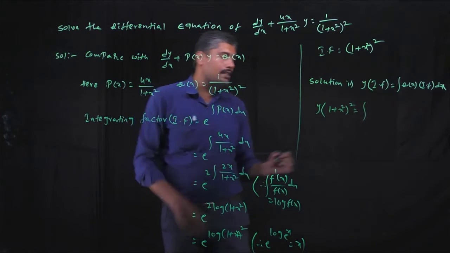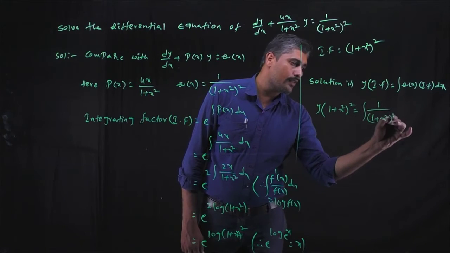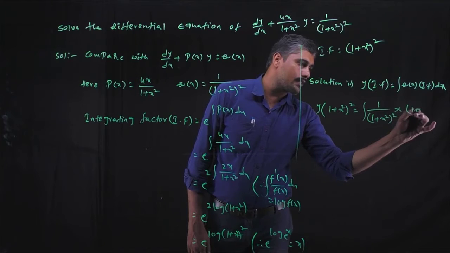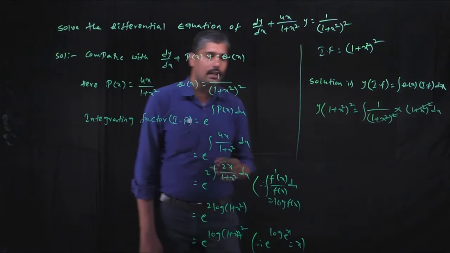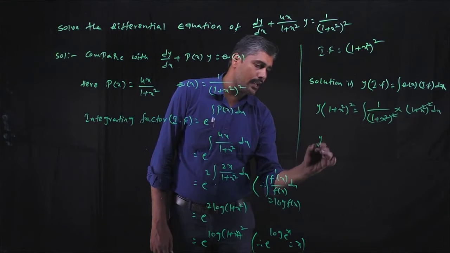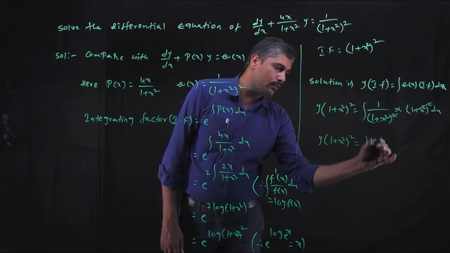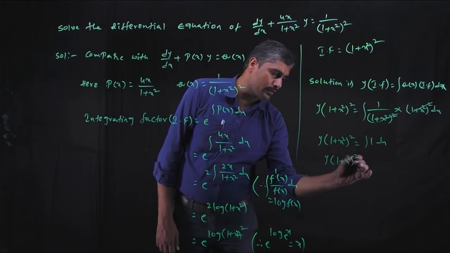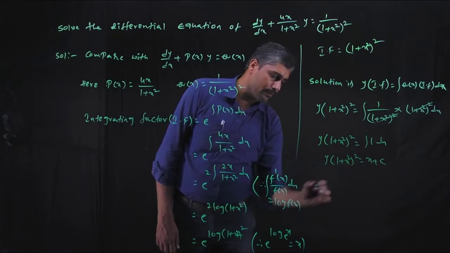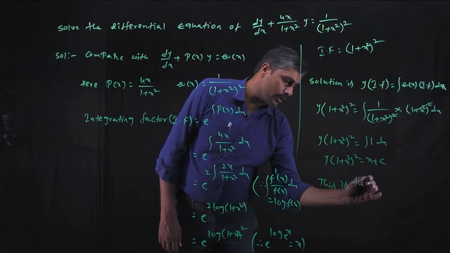Here q of x is 1 by 1 plus x square whole square into 1 plus x square whole square dx. 1 plus x square whole square cancel. That is y into 1 plus x square whole square equal to integral 1 dx. That is y into 1 plus x square whole square equal to x plus c. This is the required solution.